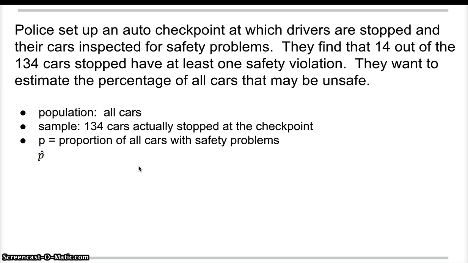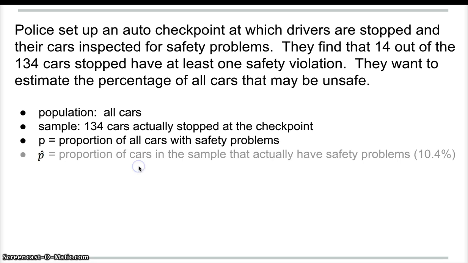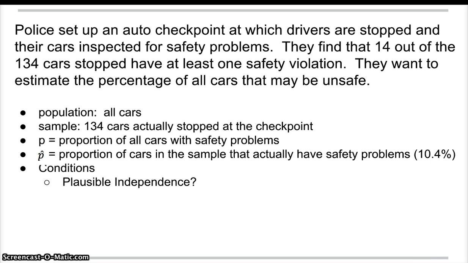The p is the proportion of cars with safety problems. The p-hat is the proportion of cars in the sample that actually have safety problems, and that is 10.4%. The way we got that is just doing 14 divided by 134. The next thing we need to do is check all our conditions. The first one is the plausible independence condition. There's really no reason to believe that the safety problems of cars are related to each other. If one car has an issue, that doesn't mean that the third or fourth car are going to have the same issue or a different issue.